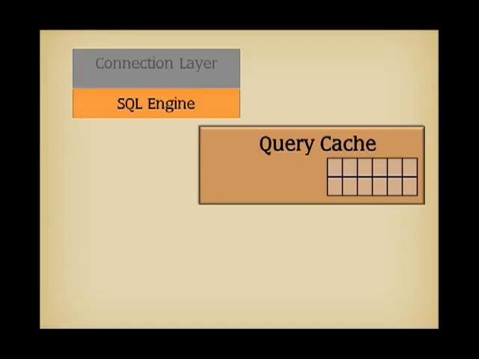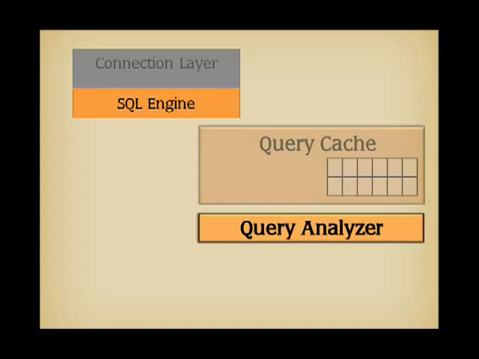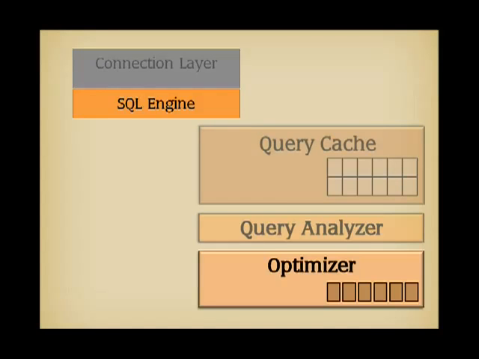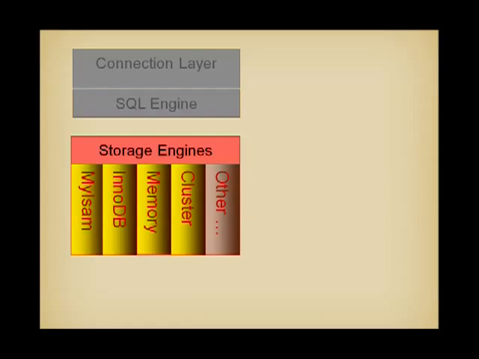The second layer is the SQL engine. This layer performs 3 functions: saving to and fetching from the query cache if it is activated, query analysis, and query optimization. The third and last layer is composed of storage engines. Among the most commonly used are MyISAM, InnoDB, and Memory, as well as the high availability engine called the cluster or NDB engine. There are also others such as the merge, archive, and federated engines.